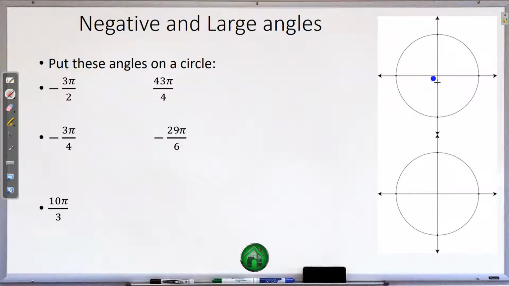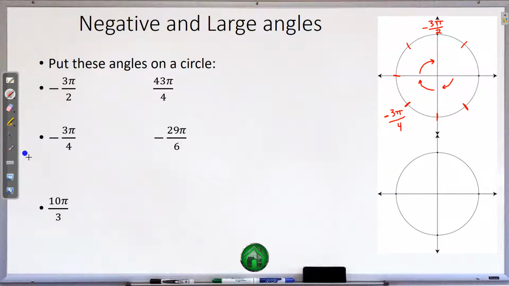So where is 3 pi over 2? Well, this is 1 pi over 2, 2 pi over 2, 3 pi over 2. So if I go backwards, this one right here is negative 3 pi over 2. So where would negative 3 pi over 4 be? Well, again, I'm going to go around this way in the red direction, but now I have to count by pi over 4s. So here are all the pi over 4s. So I'm going to count 3 of them. 1, 2, 3. This is negative 3 pi over 4. So the negative just means you count backwards.